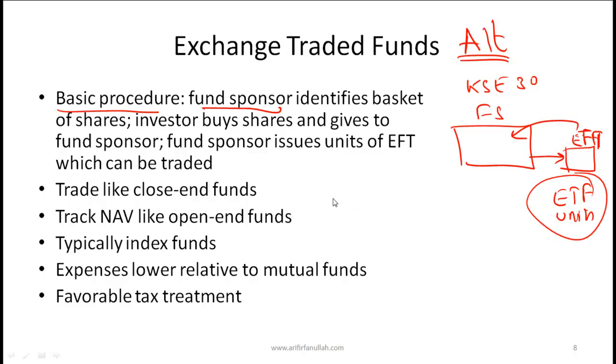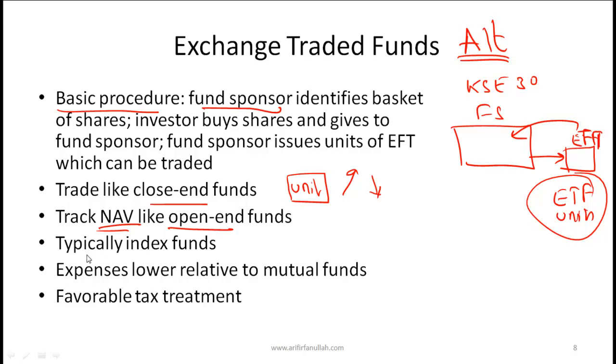Now these ETF units then trade like a closed-end fund. If you recall from my previous slide, the shares of a closed-end fund simply trade like any other shares on the stock market. So they can go up, go down, they can be bought or sold during the trading day. Like a closed-end fund, the shares can trade all day long. Like an open-end fund, the exchange traded fund units can generally retain their value close to the net asset value.